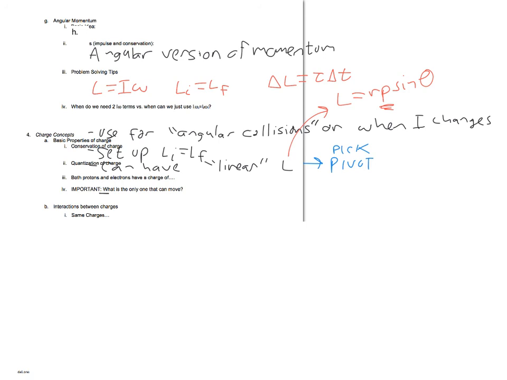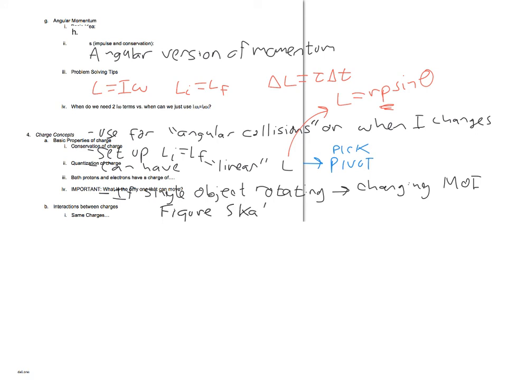The last thing, I told you we were going to come back to this, is when can we use that little trick, that I initial omega initial equals I final omega final. So that equation is going to come into play when we have a single object rotating and there's simply a changing moment of inertia. So this is the figure skater with her arms out and then she brings her arms in. This explains it conceptually, but we can also use it in an actual situation when that happens.